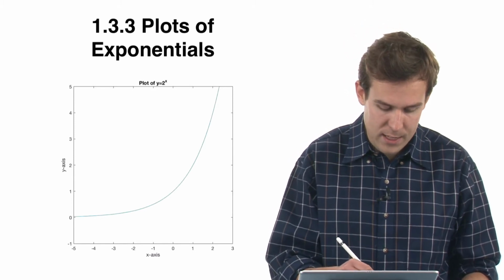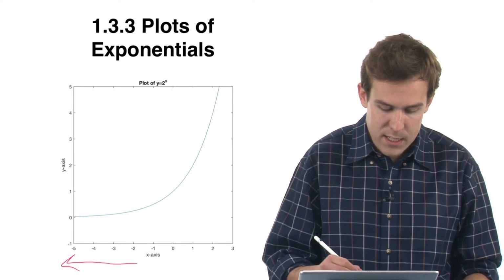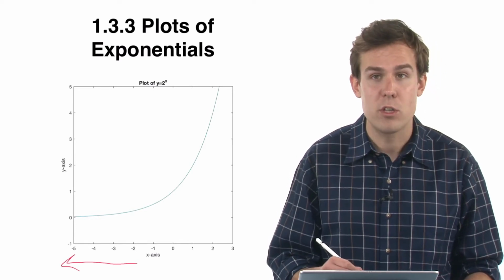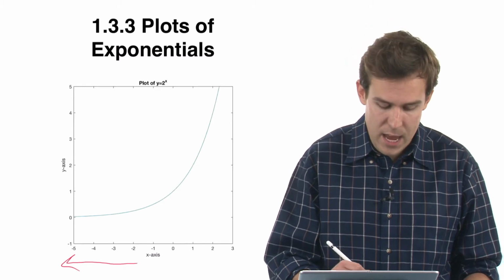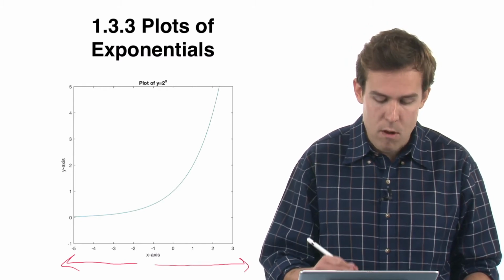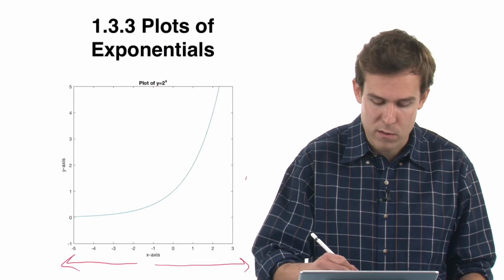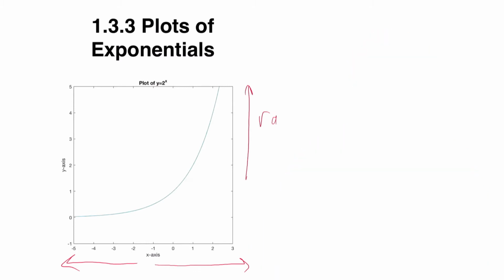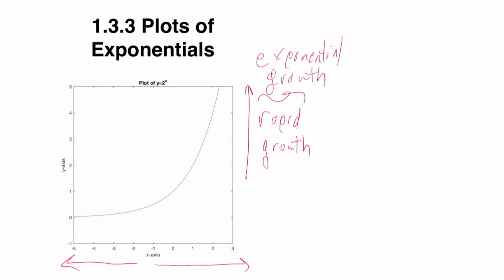So we're seeing that as x becomes more negative, my values approach 0. And as x becomes larger, I'm blowing up very rapidly towards infinity. Okay, so this has rapid growth. In fact, this rapid growth is so ubiquitous in mathematics, it's sometimes just called exponential growth. Very, very fast. If you say something is growing exponentially, you're saying that it's growing extremely rapidly.